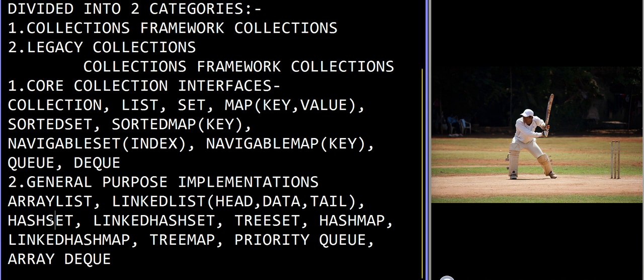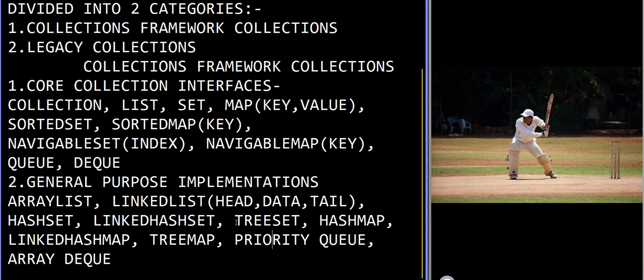Hashing technique will be implemented on the set. After that, we have linked hash set. It is nothing but hashing technique implemented on the set, but there will be nodes like we have in the linked list. Here data will be in an order and it won't allow duplicates because it is implementing the set interface.